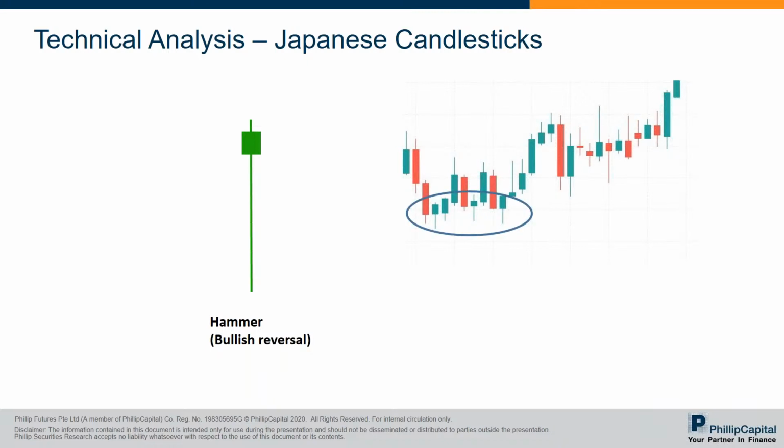Okay, another one also is the hammer. Let's see from the screenshot here, a few of the hammers we can see. So with a hammer, the body is concentrated at the top of the candlestick. This is a bullish reversal pattern also. We can see we have quite a few here after the downtrend. Then after that, the price rebounds to the upside.